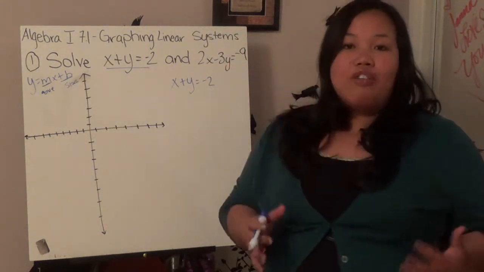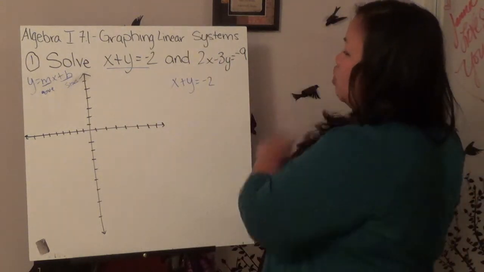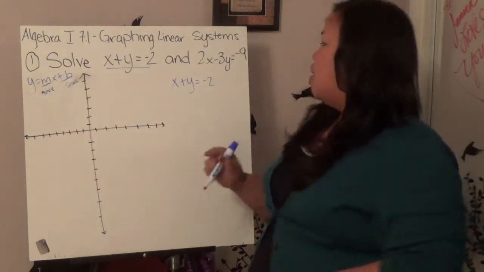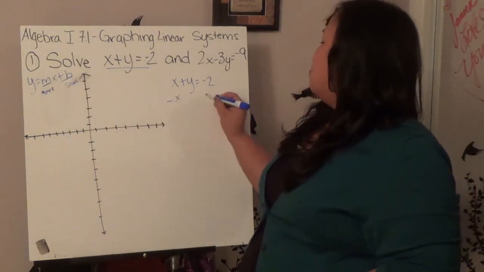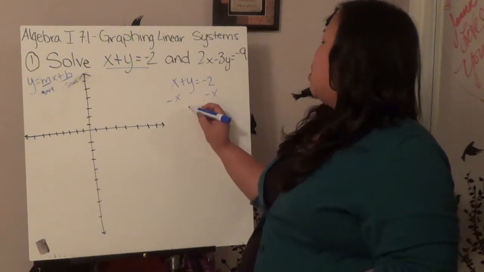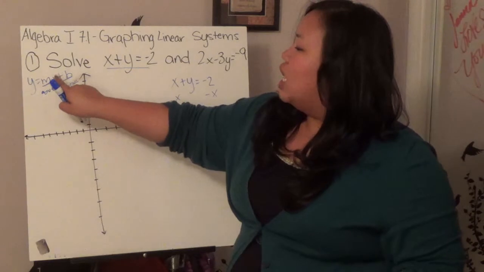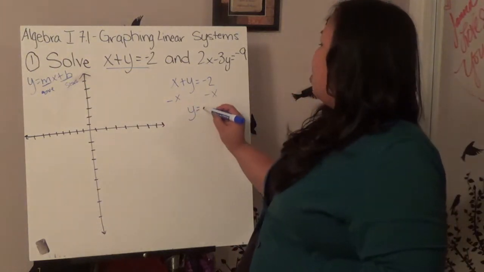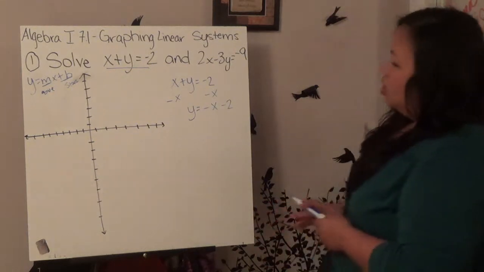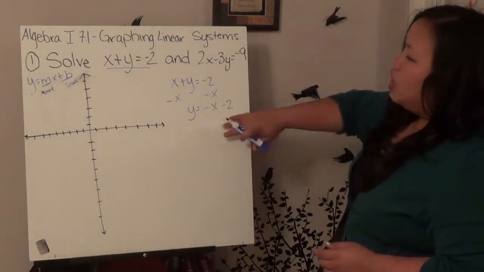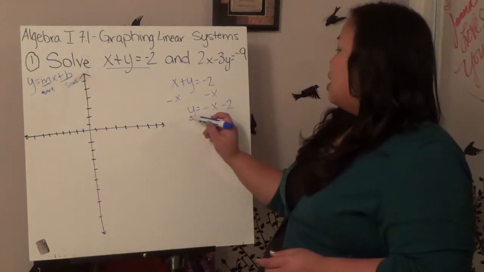In order for us to solve, I'm going to move everything to the other side of the equation except y. See how y is by itself? So in order for me to do that, I'm going to subtract x from both sides. I end up with y equals, and because the number that's attached to x goes in front, I'm going to put it in front, negative x minus 2. Okay? So, I've put this in y equals mx plus b form. Once that happens, then I can graph it.